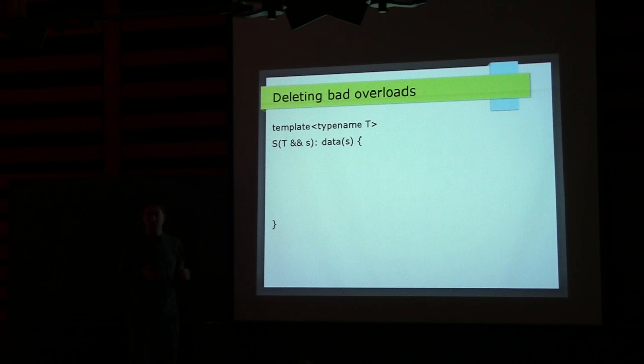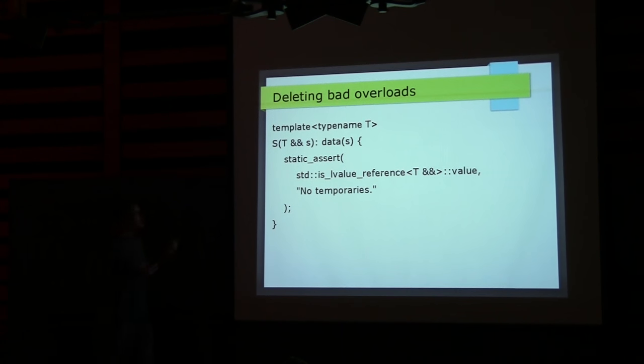So what do we do to stop this? There's a few options. We have enable if, and we have static assert. In general, I would go with static assert. You get much better error messages than with enable if. Enable if is for allowing you to select between multiple overloads. Here, we say one version is an error, one version is not. So make it an error. The header type traits has some useful utilities in it. In this case, we want standard is L value reference.